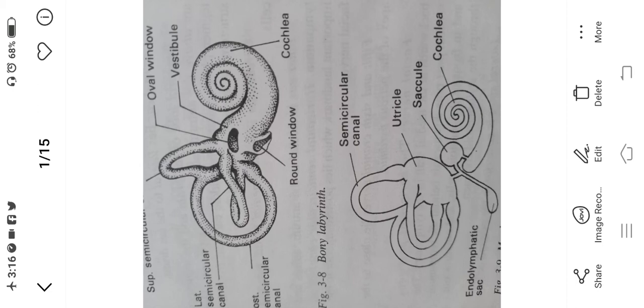The semicircular canals of the membranous labyrinth: there are 3 membranous semicircular canals at right angles to each other, and they are named horizontal, posterior and superior canals, and each canal represents a plane in space, and each one lies in the semicircular canal of bony labyrinth. So these semicircular canals are present in the semicircular canals of bony labyrinth.